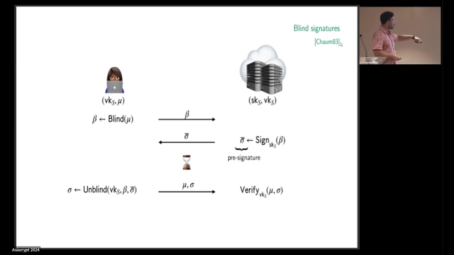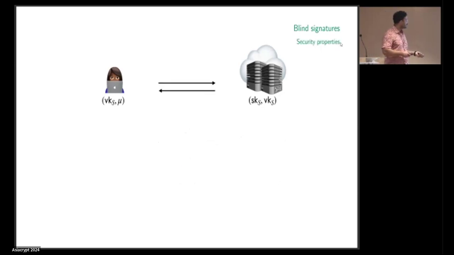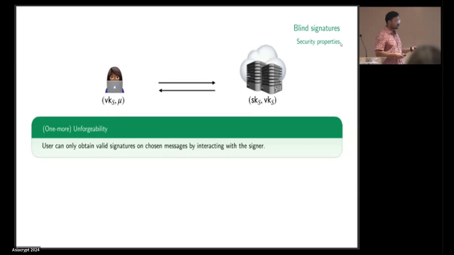Just noting that the way I've shown this here is an example of a round-optimal protocol. So there's only one round of communication between the user and the signer. In general, this need not be the case. A blind signature must satisfy two security properties. First, it must be unforgeable, in the sense that the user can only obtain valid signatures on messages by interacting with the signer. Typically, this is modeled as a one-more unforgeability experiment, where the adversary makes k queries to a signing oracle and then outputs k plus 1 forgeries.